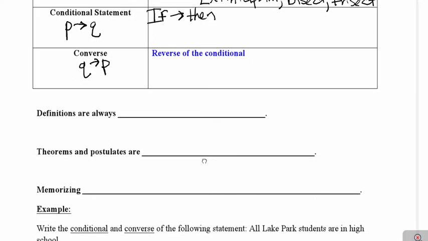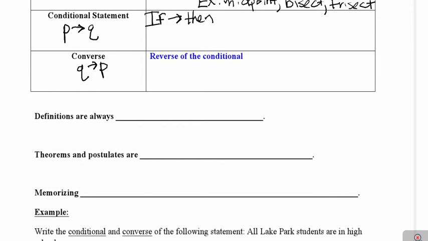Now, a few things to keep in mind are definitions are always going to be reversible. So anytime we have a definition in honors geometry, we can always reverse it depending on how it is being used in our two-column proof. One example of this would be the definition of a midpoint. If a point is the midpoint of a segment, then it divides the segment into two congruent segments. The reverse of this would also be true. If a point divides a segment into two congruent segments, then it is the midpoint of that segment.